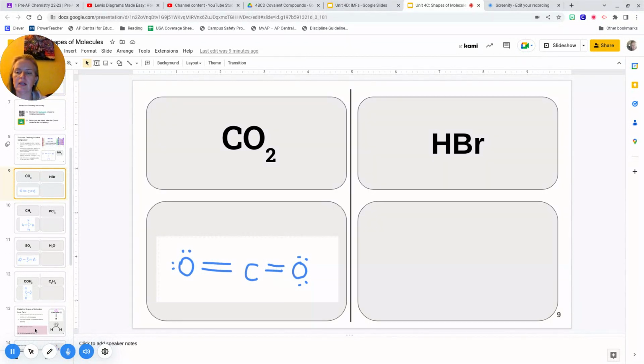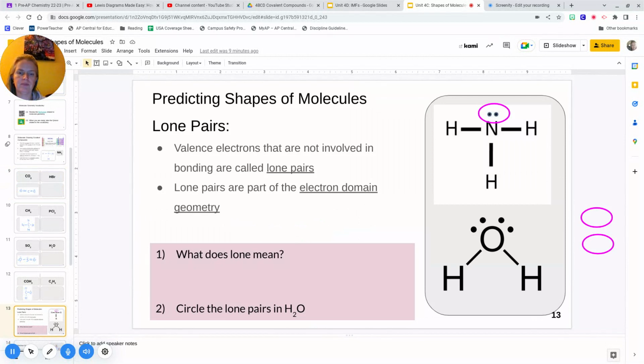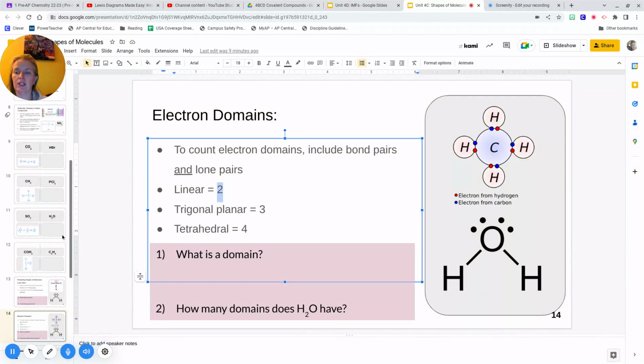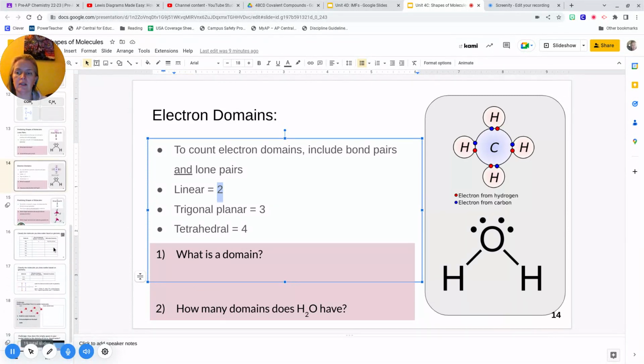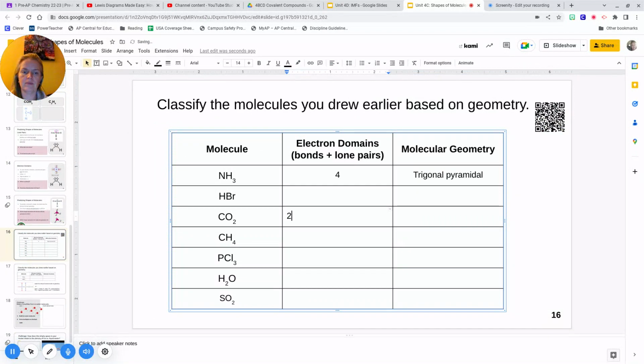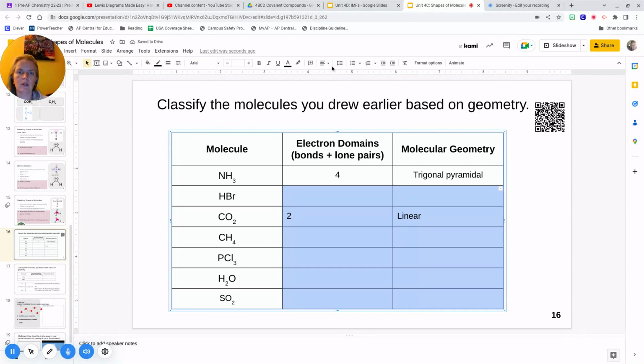If you remember, when there's only 2 domains, the molecular geometry is going to be linear. And so we can just fill in linear for carbon dioxide. And let's center this so it's more pleasing.